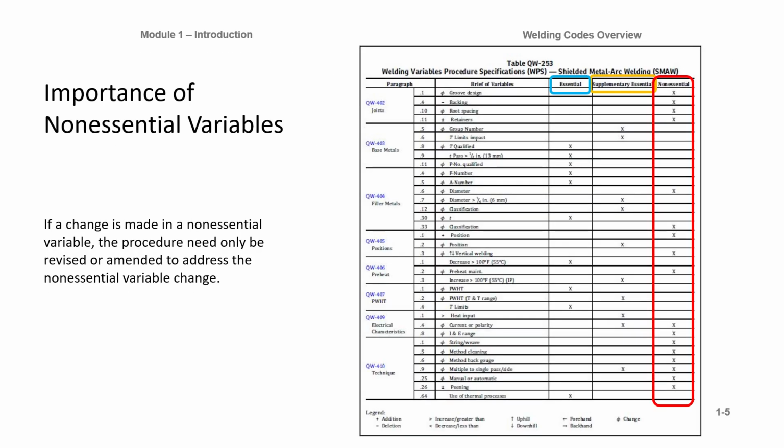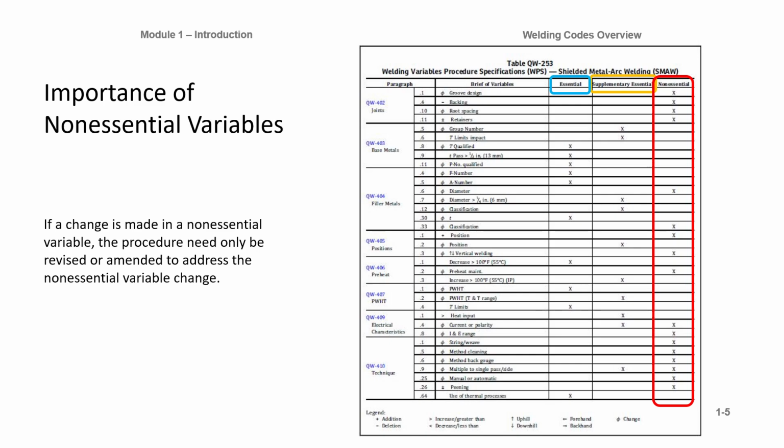So here is where we would find them in these tables on QW 200s, 250s. So you can see we've got essential, supplementary essential, and non-essential variables. So there's a whole laundry list of these things. Current and polarity for this one. We're talking shielded metal arc welding. Current and polarity, we need to address it, but if we change it, it's not the end of the world. We don't have to requalify.